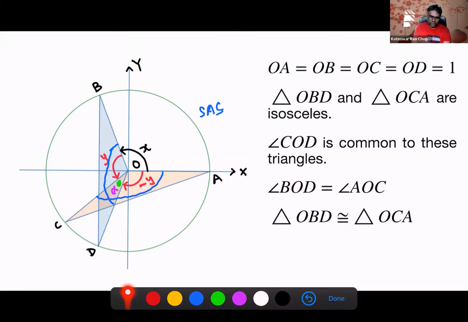So either you can use SAS or SSS. Once they're congruent, all the sides are also equal, right? So they are kind of exact copies. If I take this triangle OBD and turn it in the counterclockwise direction till OB meets OC, then you're overlapping these two triangles. So they are exact copies.